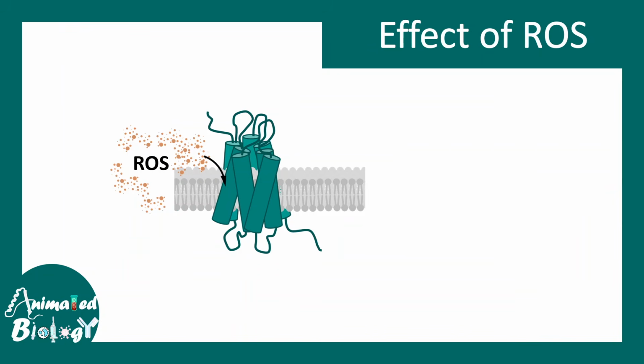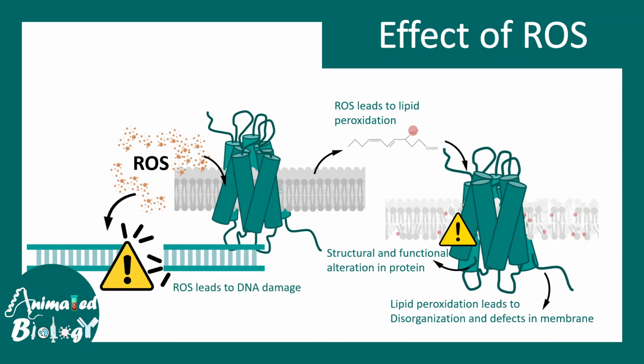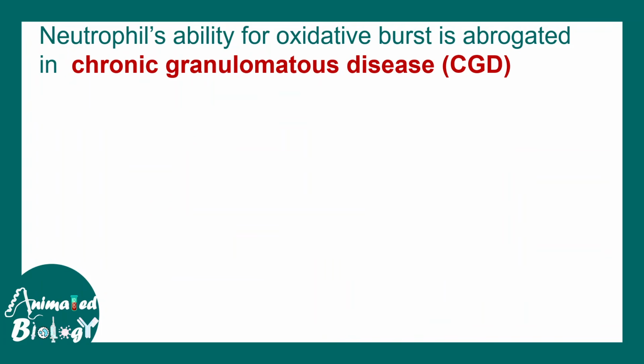Now, how can ROS damage any protein or any bacteria? ROS can alter the lipid composition. It leads to lipid peroxidation, thereby damaging the membrane. It can also damage or structurally alter the proteins. It can lead to DNA damage and problems in DNA repair. This is how it kills the bacteria.